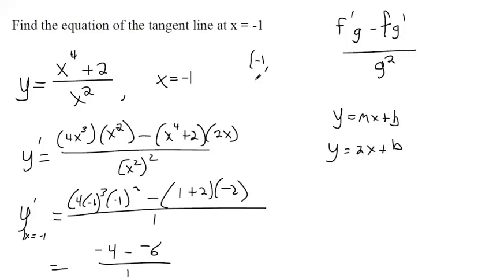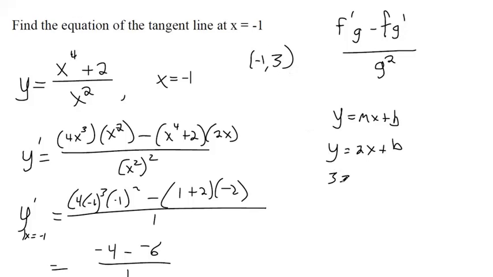So if you plug in -1 for the x value, you can see what it comes out for the y value. And that's a point that's supposed to be on this equation, because this is the point of tangency, right, where it crosses at just one point. So if you plug in -1, -1 to the fourth is 1, 1 plus 2 is 3. It's 3 over 1, so the point of tangency is -1 comma 3.